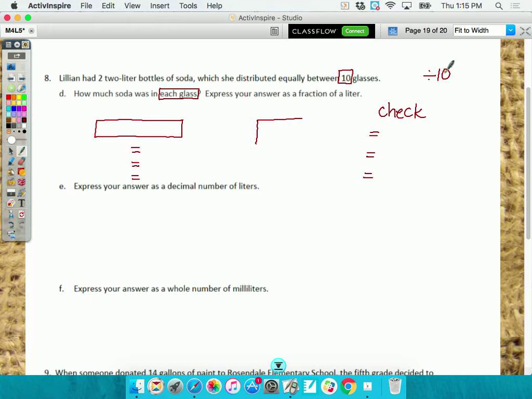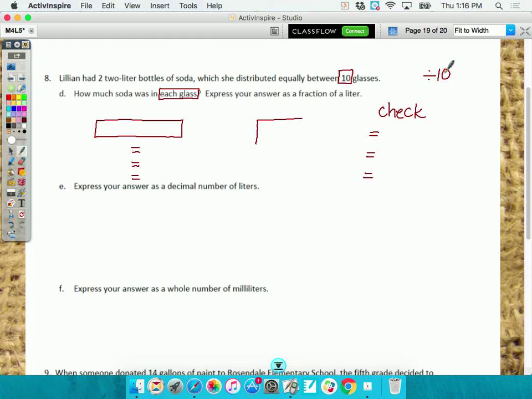That's all I'm highlighting. That's all I highlighted yesterday. Okay, so now let's talk about this. I'm dividing by 10, correct? Yes. So, do I put 2 divided by 10? No. Why do you say no? Because 2 2-liter bottles, so you put 4.